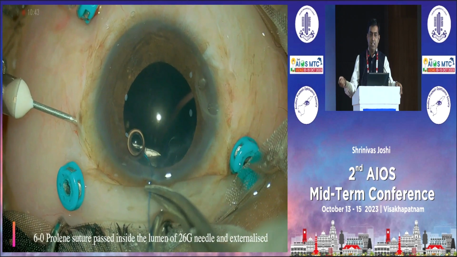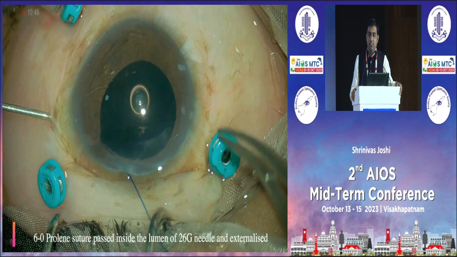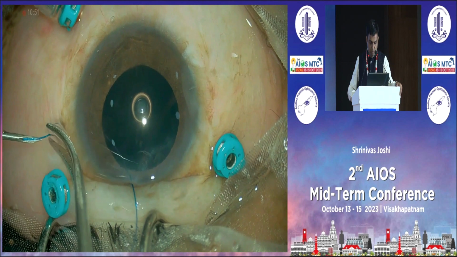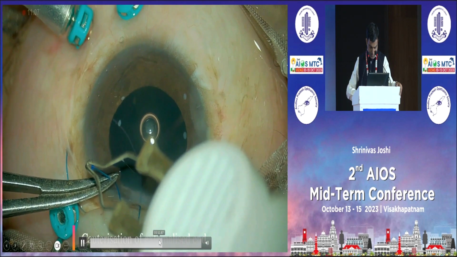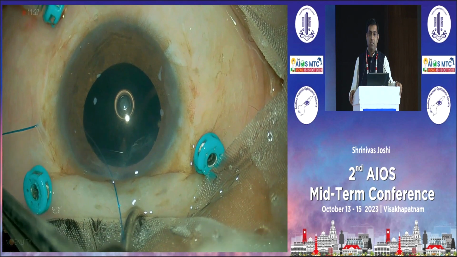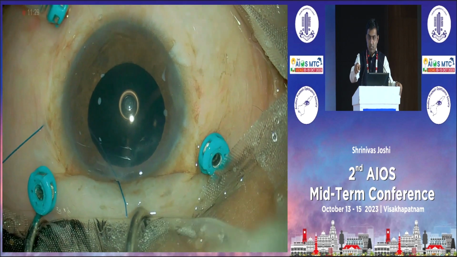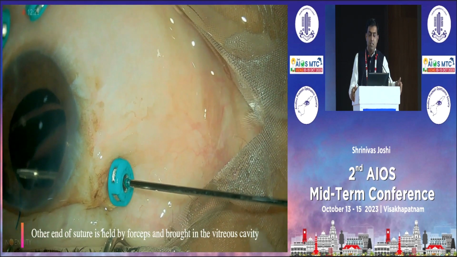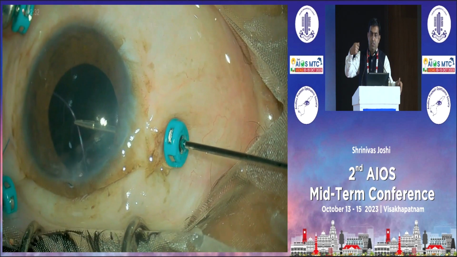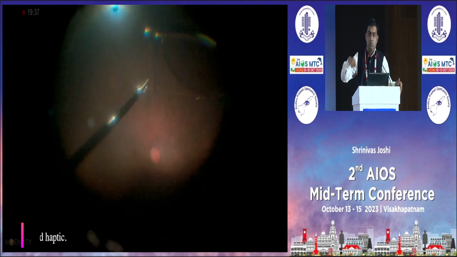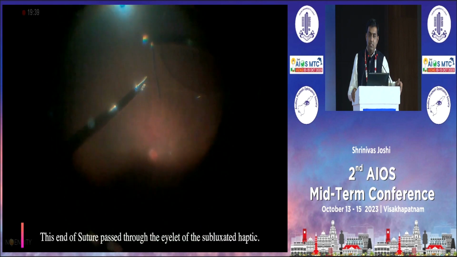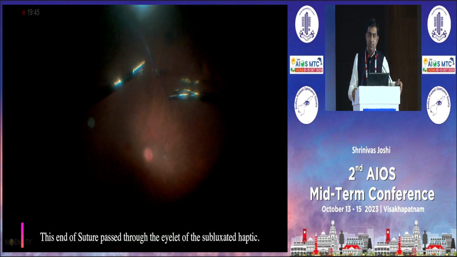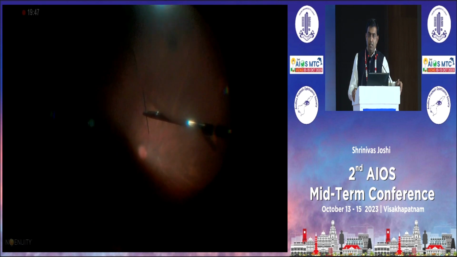Here what I am doing is trying to thread it into the lumen of the 26 gauge and externalize it. And once we externalize it, now take this other end, just flange it first because it should not slip down. Then use this other end. Now once we put it into the vitreous cavity, make sure that when we are dialing it in, it should be upside down, not downside up. Now you can see here, hold the eyelet carefully and then just thread it inside the vitreous cavity and then bring it out.